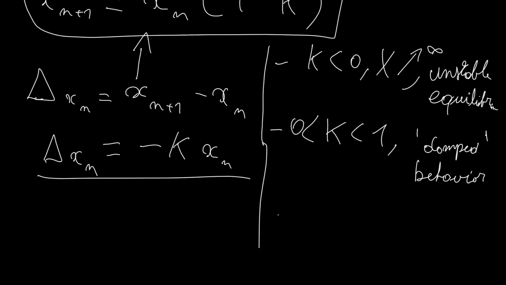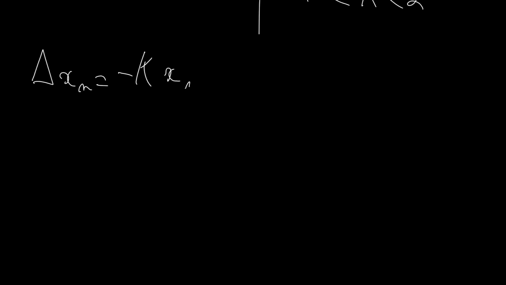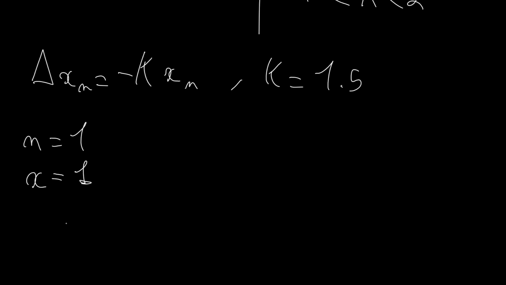Now for the case where k is between 1 and 2, we actually need to do some iteration to figure out exactly what's going on with the population. So let's rewrite the equation for delta x, which is minus k xn, and let's assume that k is equal to 1.5. Let's also assume that at the first generation we had a value of x equals 1. And what would delta x be? Well, delta x would be minus 1.5 times 1, which would be minus 1.5.